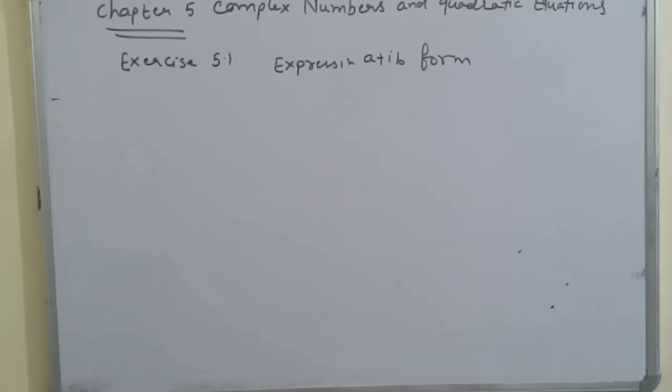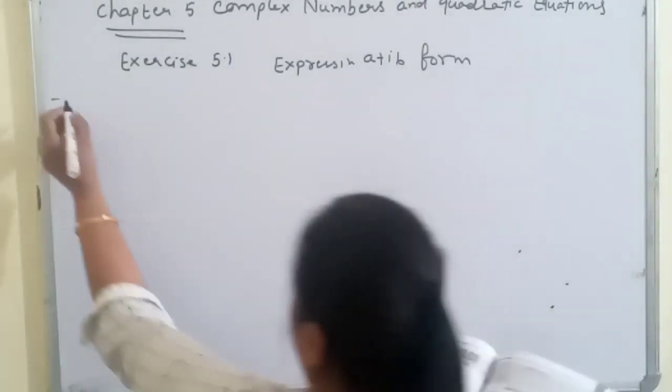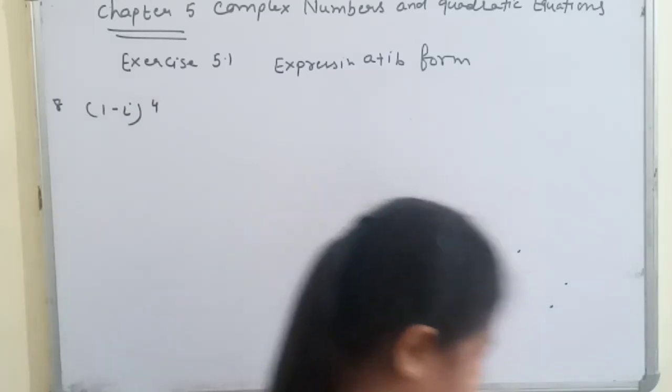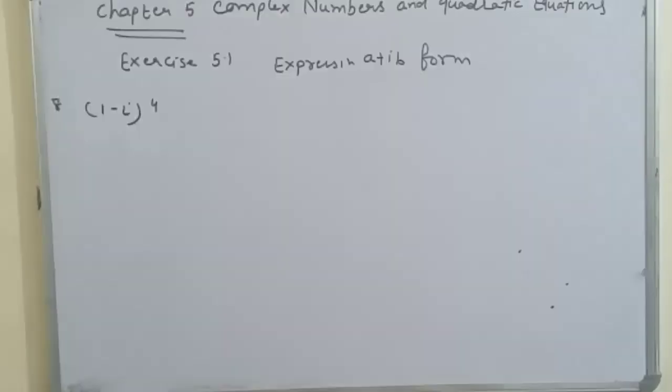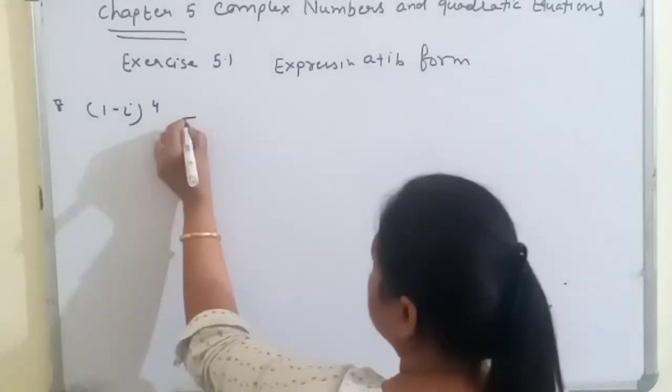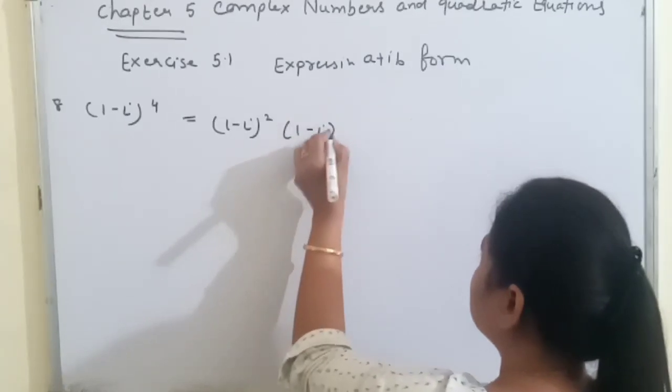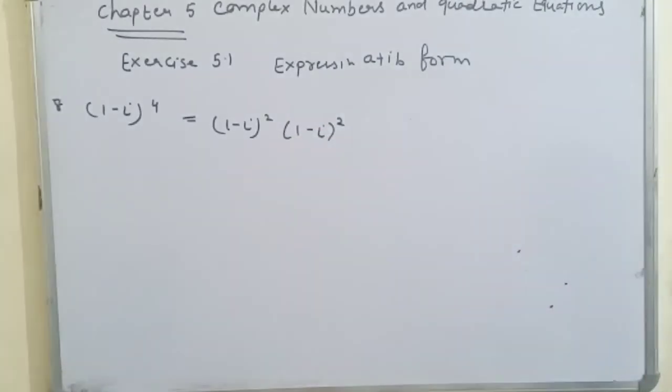Question number 8, (1 minus iota) power 4. So let's see how we can solve it. (1 minus iota) power 4, we can write as (1 minus iota square) whole square, we can write it like this.